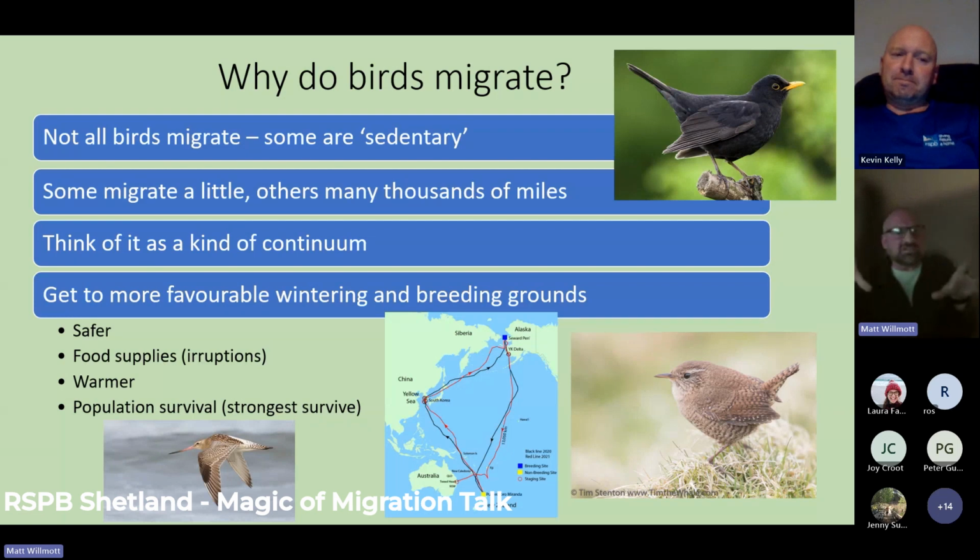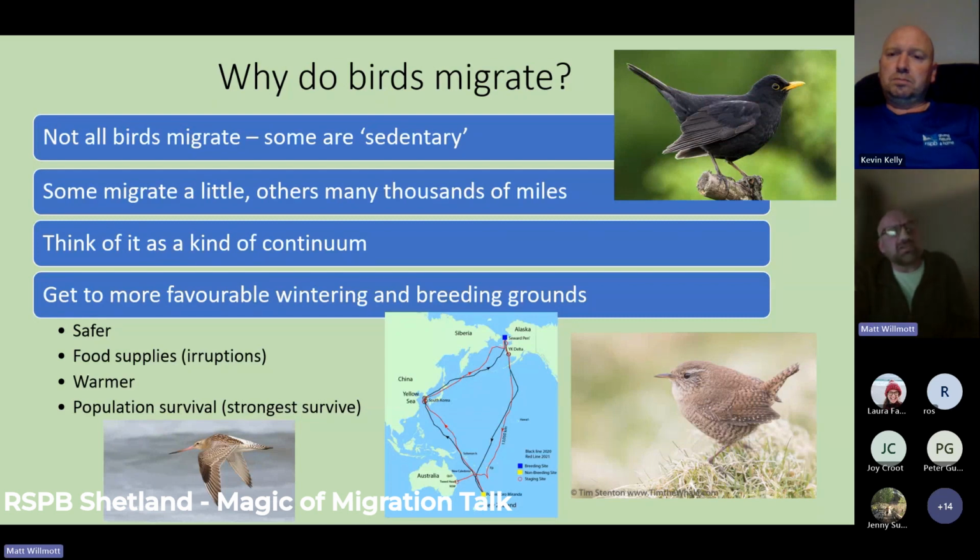So as I've said, not all birds migrate. Some are more sedentary than others, but it is that kind of continuum, and there is this big variation within species. And they really do that because it's advantageous to do so. It will take them to more favourable breeding grounds during the breeding season, better food supply, better chance of breeding success, and vice versa in the winter. So it'll take them to more favourable wintering grounds. That might be better food supplies, it might be warmer, and fundamentally all that enables better population survival, subscribing to Darwin's theory of evolution really.